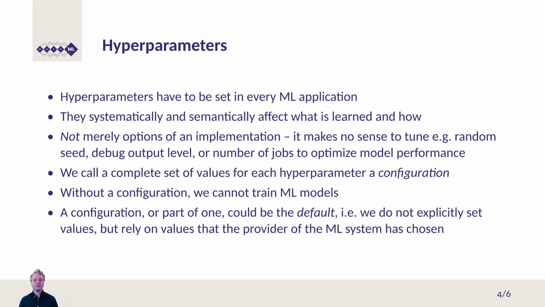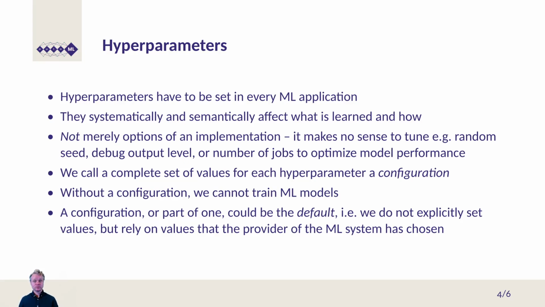Okay, so before we can talk about hyperparameter optimization, we need to talk about what hyperparameters are. Hyperparameters have to be set in every machine learning application. This might be obvious or this might be non-obvious, but they have to be set in every application. And they systematically and semantically affect what is learned and how. I've earlier given you the example of the polynomial regression, where when I set the degree of the polynomial that is being learned, I set a hyperparameter, and obviously this has a major impact on both what is being learned and whether I will be able to get good performance.